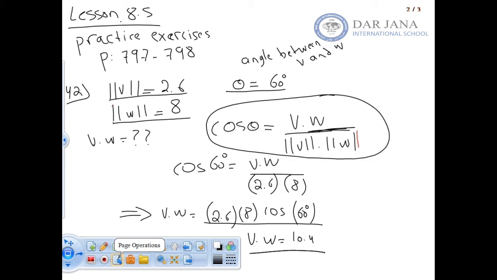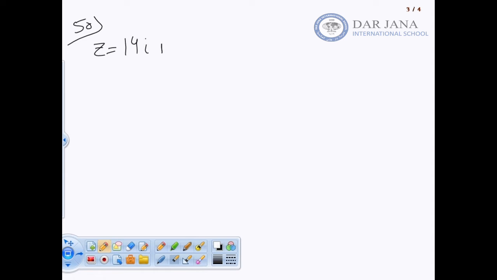Going to number 50. In number 50 we have two vectors, Z equals 14i plus 7j and T equals negative 7i minus 14j. The question is, determine if the given vectors are orthogonal, parallel, or neither.